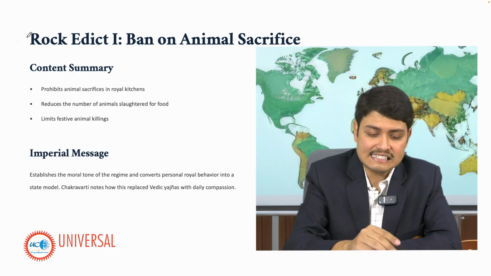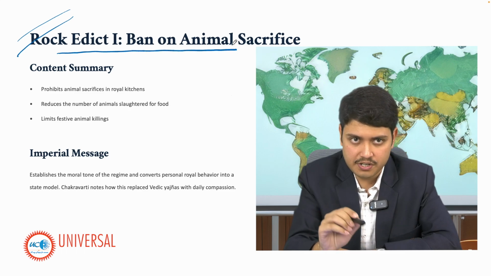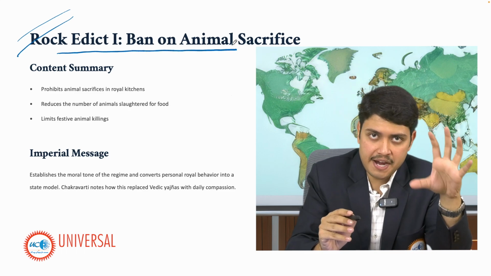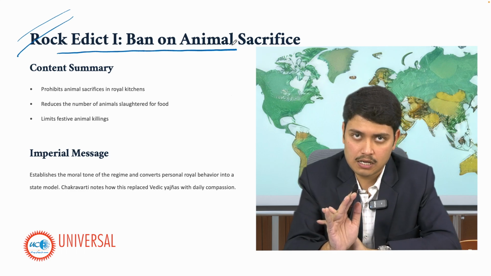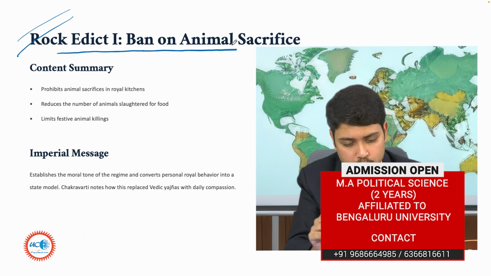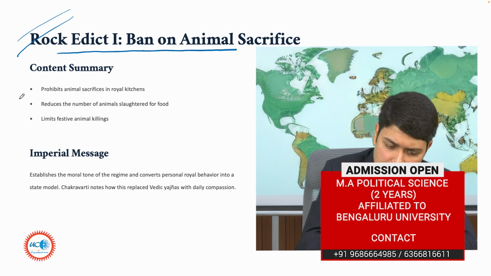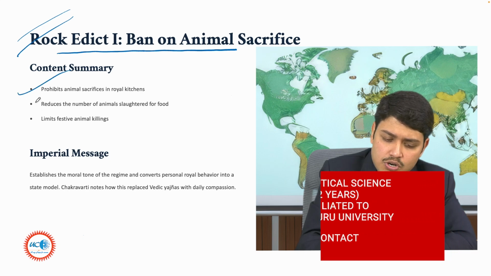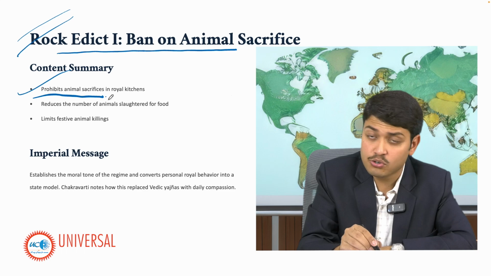Now let's come to the next slide, that is Rock Edict 1. Let's talk about what was written on the major rock edicts and the minor rock edicts: how the Dhamma was propagated through rock edicts, through inscriptions. What are the key tenets of Dhamma? Let's talk about that. It talks about prohibition of animal sacrifice and killing in royal kitchens.